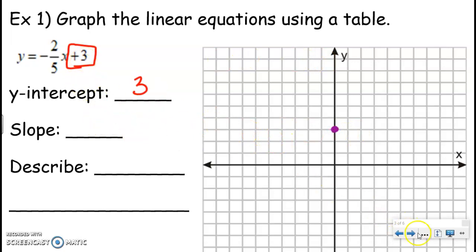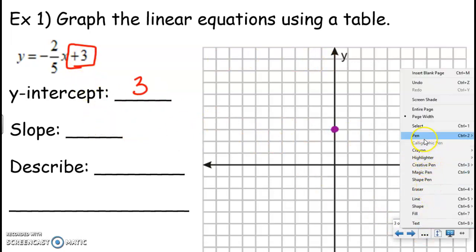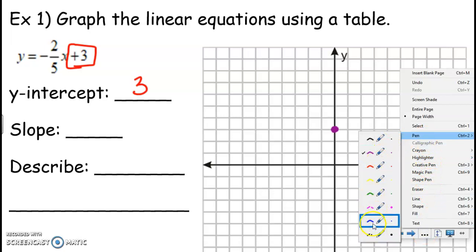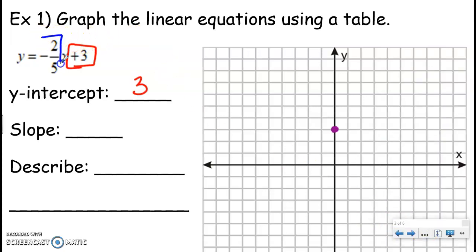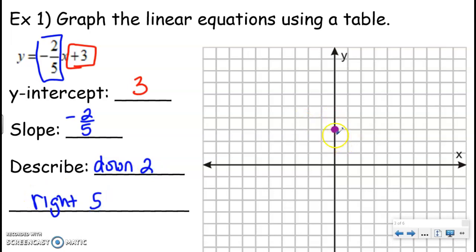And then my slope is always the one that's in front of my x. Okay, so always the one that's attached to the x. Watch your sign there. And then a lot of times it's a fraction. If it's not a fraction, you can make it a fraction by putting a 1 in the denominator. Okay, so for my slope, this is negative, so it's telling me I'm going down 2 and right 5. Okay, so from my beginning point here, I'm going to go down 2, 1, 2, and right 5. 1, 2, 3, 4, 5.